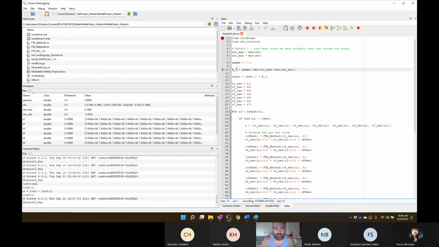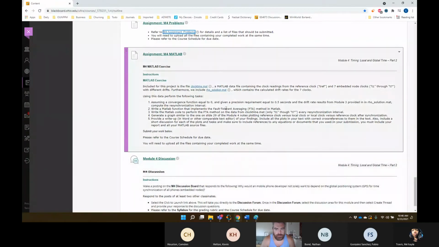Your resync interval is going to be your precision divided by, just like from the homework, the absolute value of the 2 extreme drift rates. And so we get an rsync of 1.3164. So for part 1, compute the resynchronization interval. Your answer should be something like 1.3164.